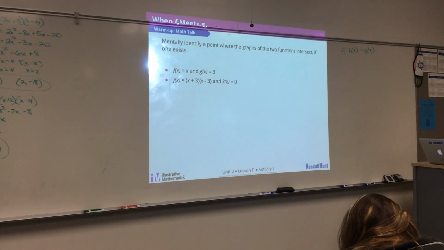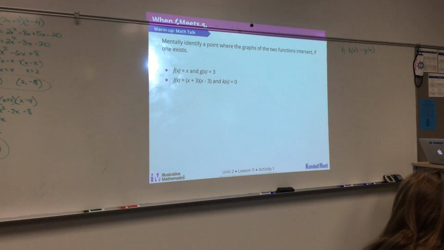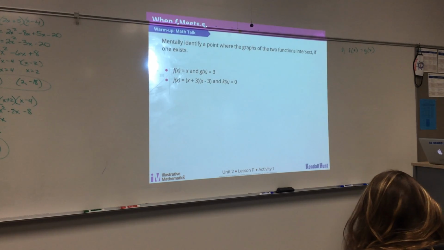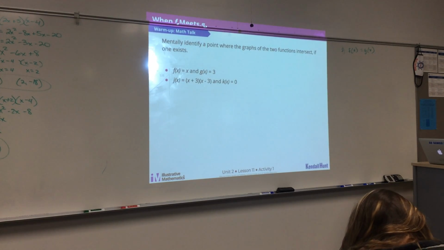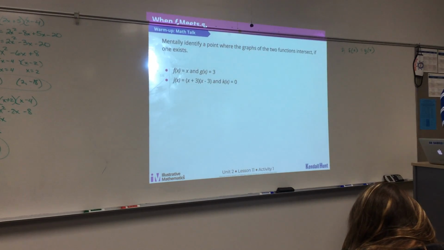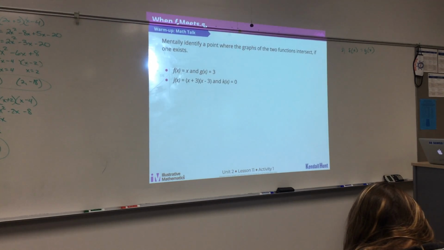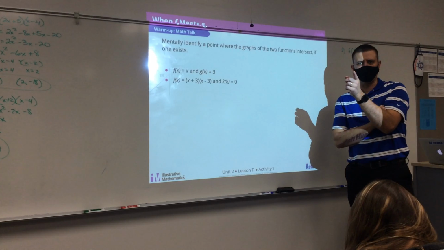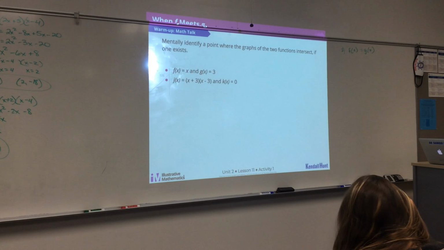Next one. Where do those two graphs intersect? Or what coordinate would satisfy both polynomials? What coordinate or coordinates would satisfy both of those polynomials? Negative 3, 0, and positive 3, 0.